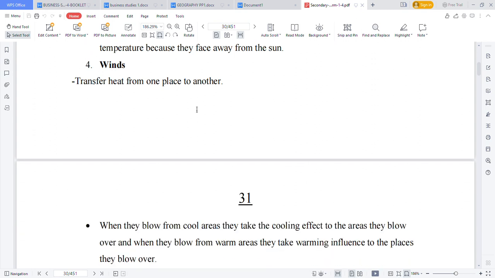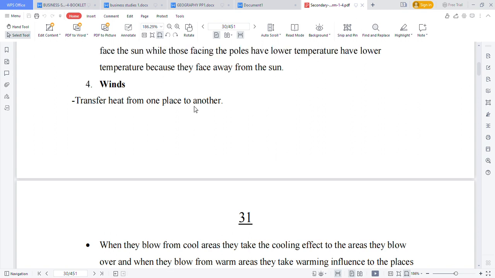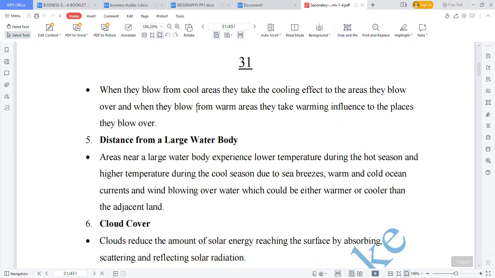Number 4, we talk about wind. What is wind? Wind is moving air. Wind transfers heat from one place to another. When it blows from cool areas, it takes the cooling effect to the areas it blows over, and when it blows from warm areas, it takes warming influence to the places it blows over.